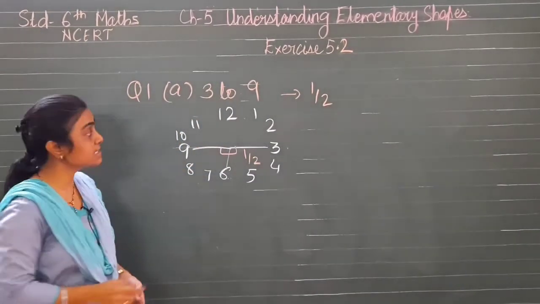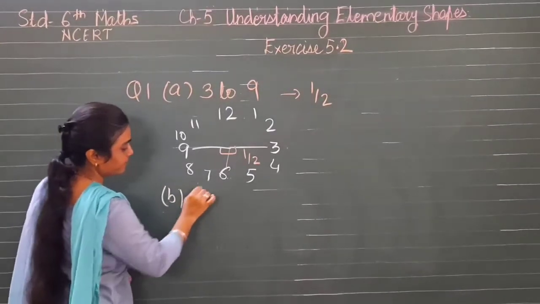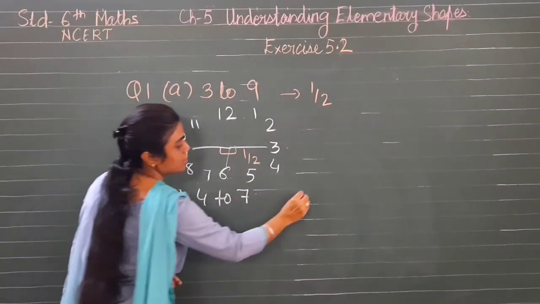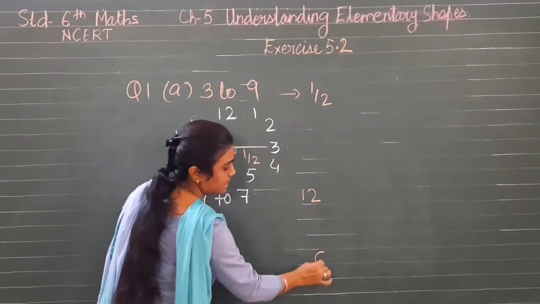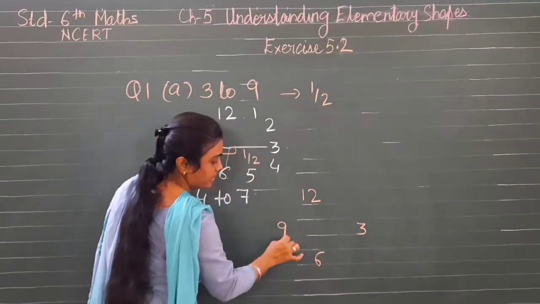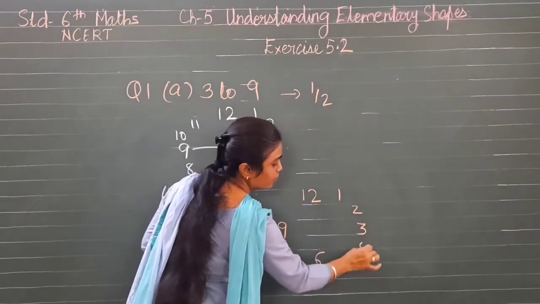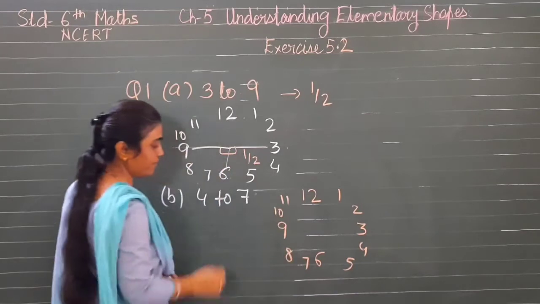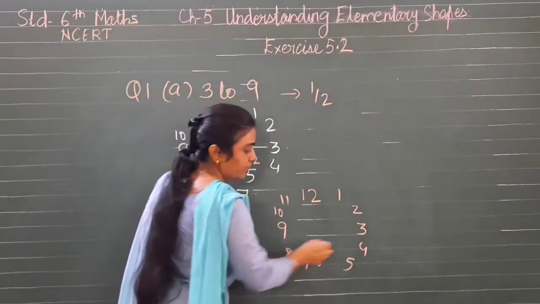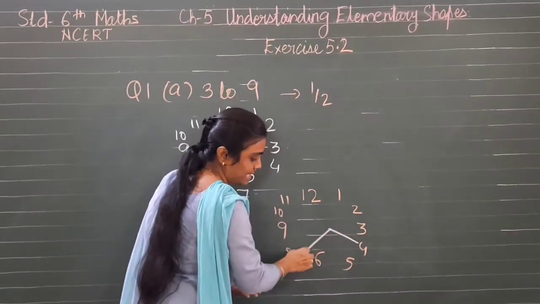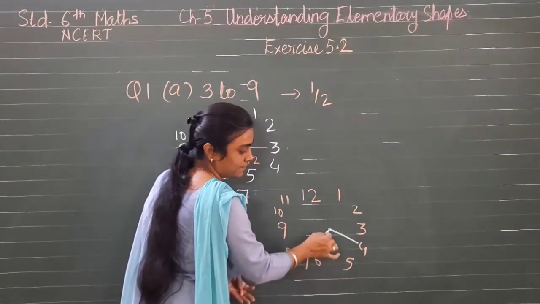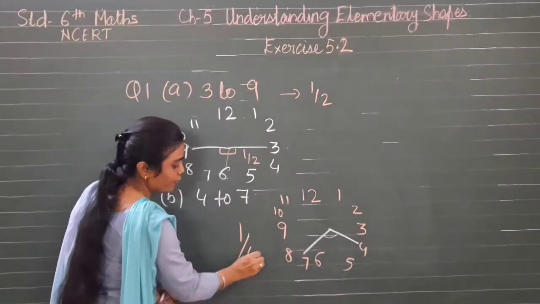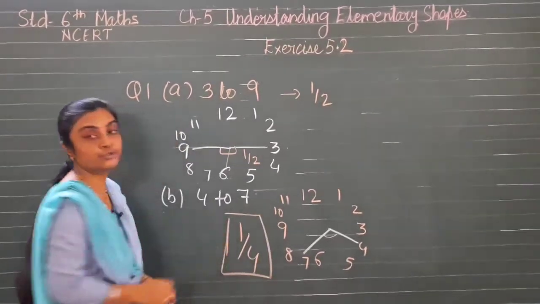Now the second one is 4 to 7. Let us draw the clock. 12, 6, 3, 9, 1, 2, 4, 5, 7, 8, 10 and 11. 4 to 7. You are at 4 and it reaches 7. So 1, 2, 3. That means it will rotate 90 degrees. That means it will rotate 1/4 of the revolution.